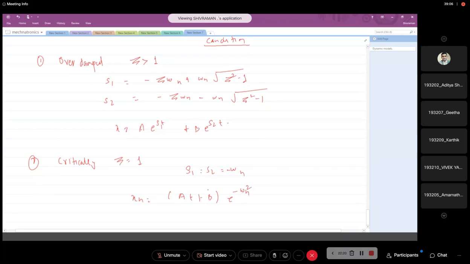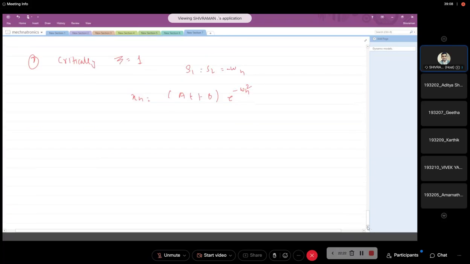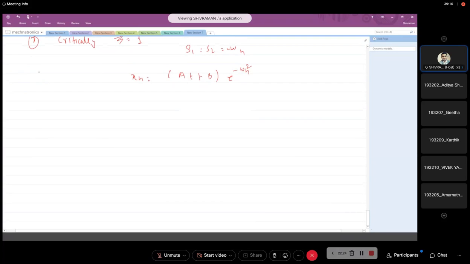Okay. Third is your, you have covered overdamped, critically damped. The third situation is underdamped, where the damping factor is less than 1. So in less than 1, you have this imaginary value that will come under root minus 1, which is iota. Okay. So you can replace it.